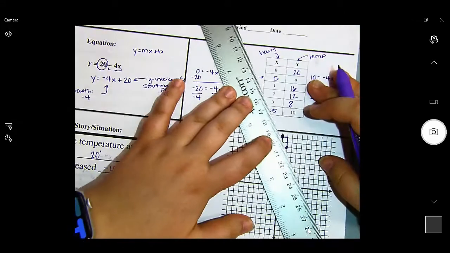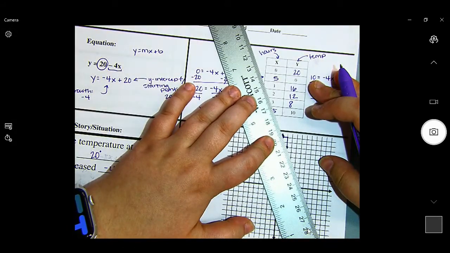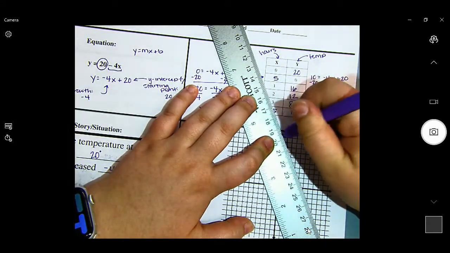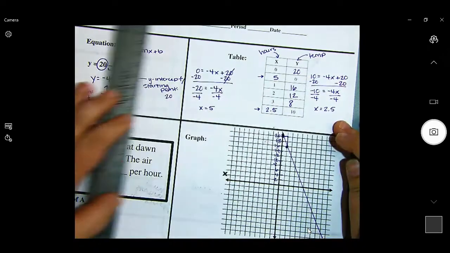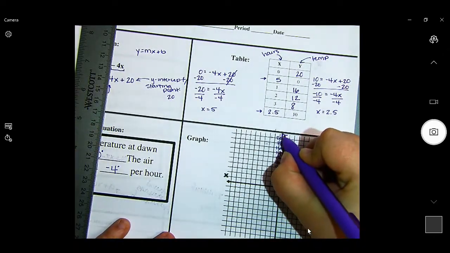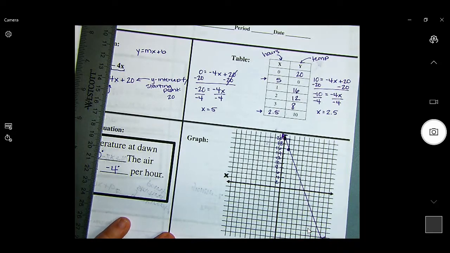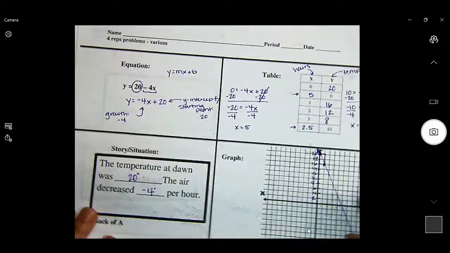And now I can create my line. Okay, again, make sure it goes through the whole page. Add your arrows, and we're done.